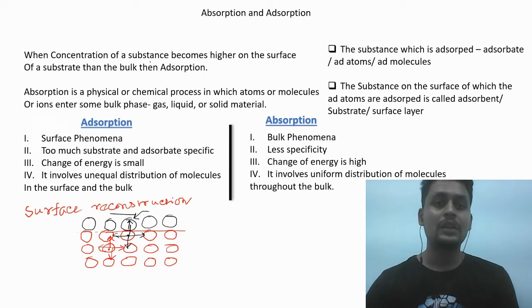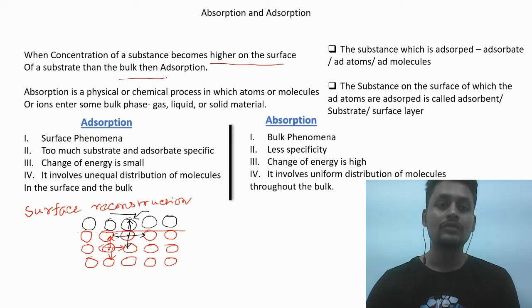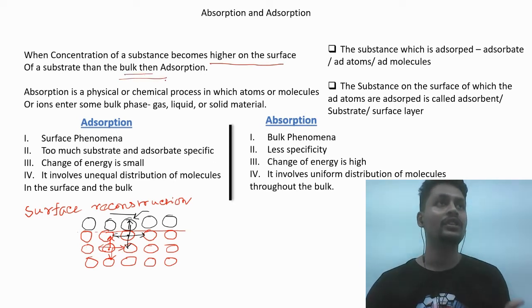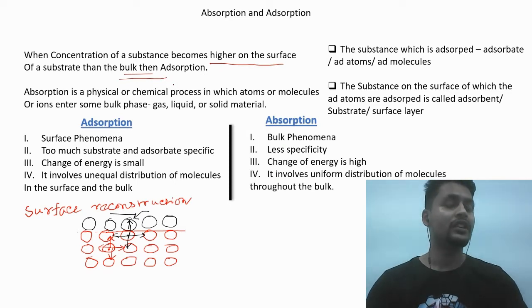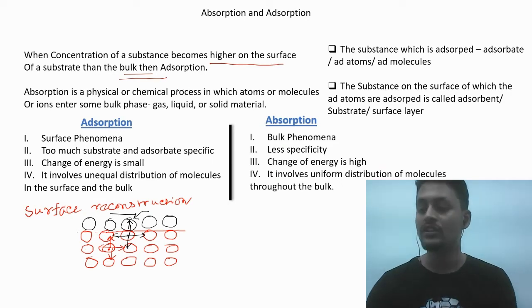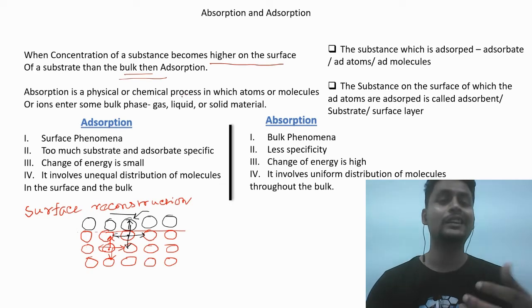When the concentration of a substance becomes higher on the surface of a substrate than in the bulk, then it is called adsorption. But if we think of a very common example, like taking a sponge and dropping it in water, it will absorb very much water. So how is adsorption very different from absorption? Then we need to know that.